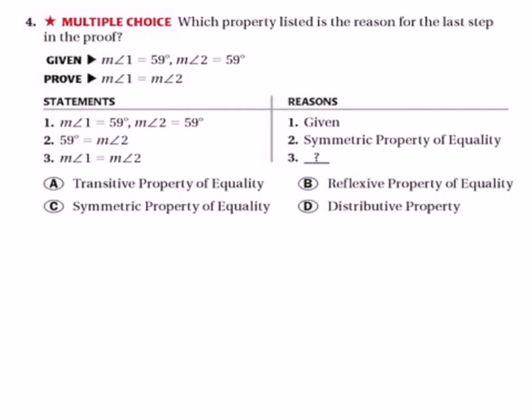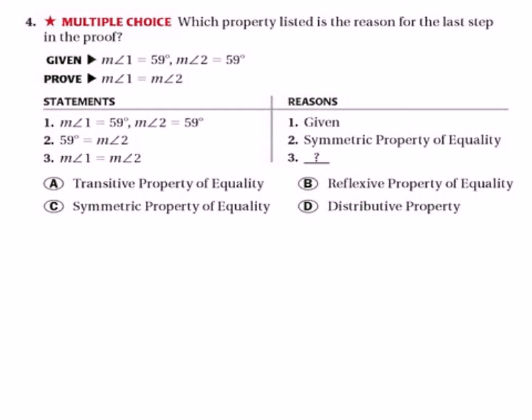Reflexive property is a mirror image. And if you look at number 3, it is not a mirror image. It does not say the measure of angle 1 equals the measure of angle 1 again. So it's not reflexive. Symmetric is an interchange. So if you look from step 2 to step 3, it did not do an interchange. 59 has not moved down to the third step, so it can't be symmetric. So the only answer it can be is transitive.